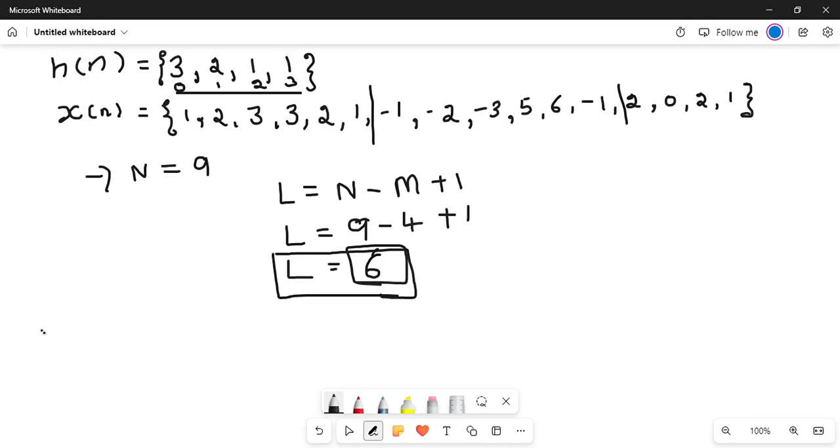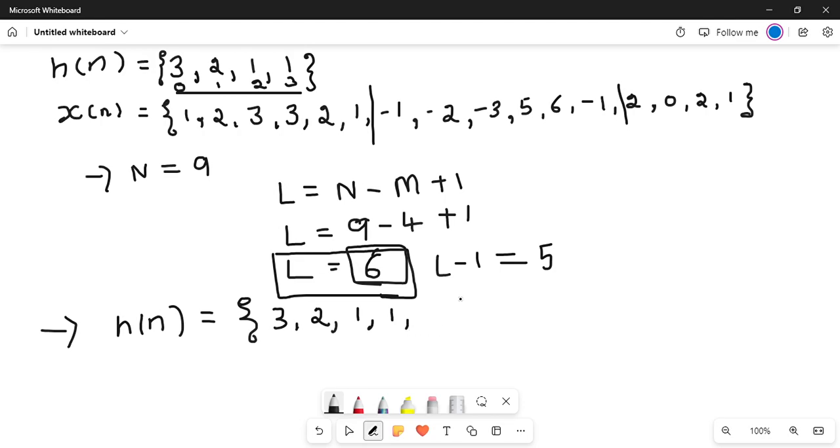So then next, what I'm supposed to do is make your h of n, which is my 3211, into length n. How are you going to make it to n? You're going to add L minus 1 zeros. Here it is L. So L minus 1 zeros. That is, L minus 1 is 5. So for this 3211, you're going to add L minus 1 zeros. So that is 0, 0, 0, 0 and 0. Okay.